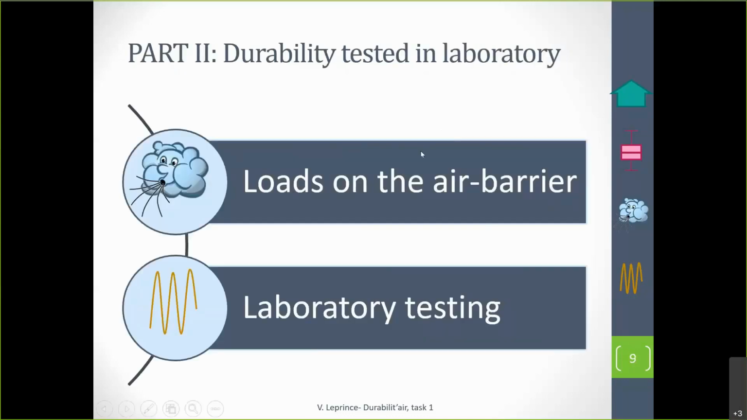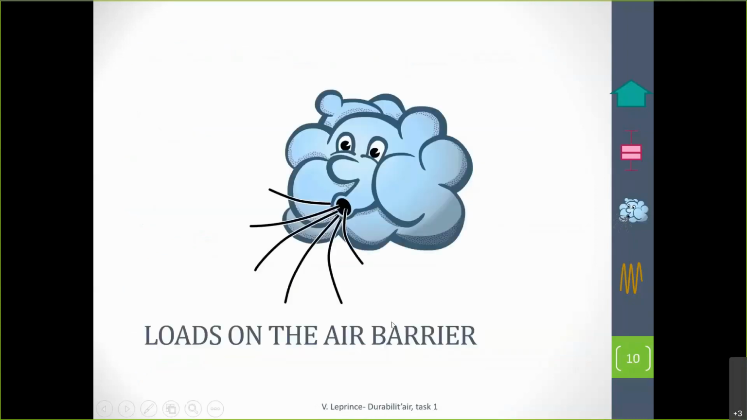So here I will present the part of the state-of-the-art dedicated to laboratory testing. The first part was on loads on the air barrier, because to develop a laboratory test, we first have to find out what are the loads that the samples shall endure, and then the experience from other laboratory testing. So, first of all, the loads on the air barrier.